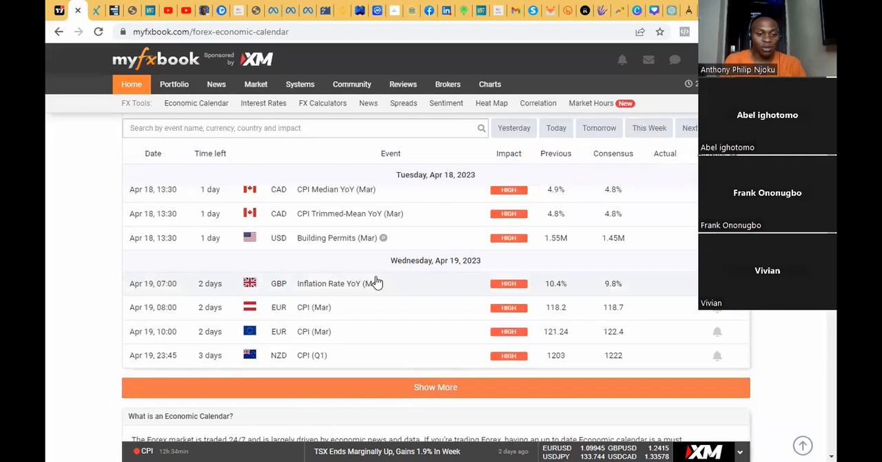So the next is on Wednesday: GBP inflation rate year over year, that was by 7 a.m. Then by 8 a.m. we have Euro CPI inflation. Then by 10 a.m. we have Euro CPI inflation. Then in the midnight we have NZD CPI first quarter, which I'm not trading. So all this news has impact.